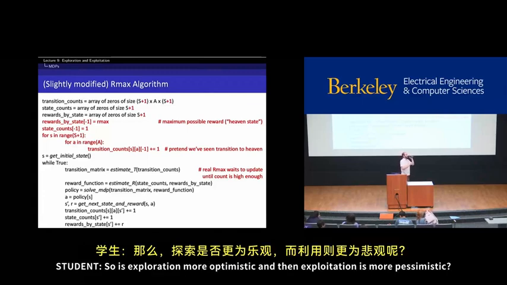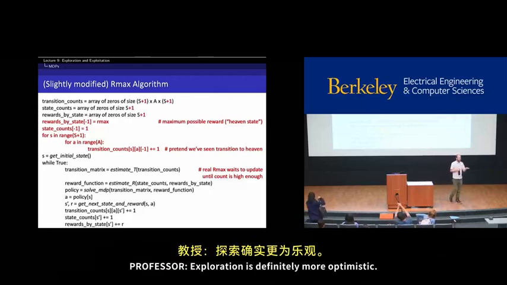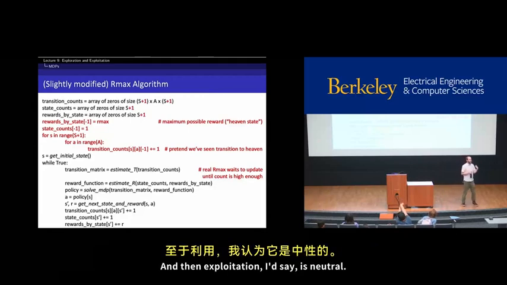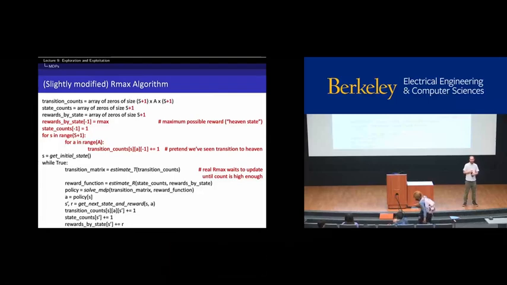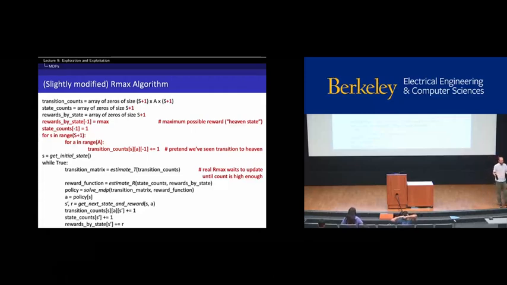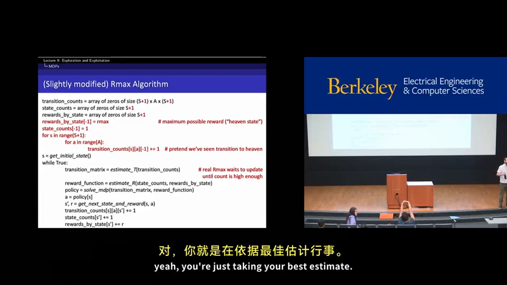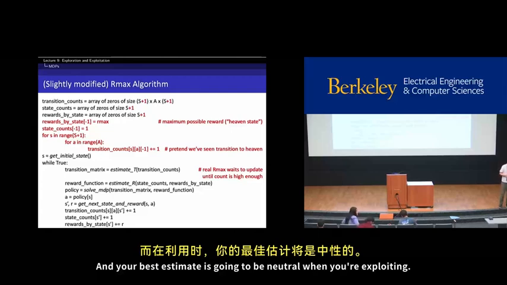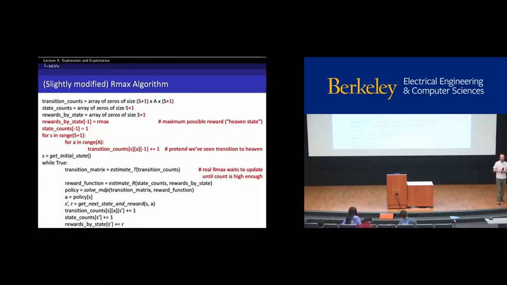Yeah? So is exploration kind of more optimistic and then exploitation is more pessimistic? Exploration is definitely more optimistic, and then exploitation, I'd say, is neutral. You're just taking your best estimate so far and optimizing according to what, basically, yeah, you're just taking your best estimate, and your best estimate is going to be neutral when you're exploiting.